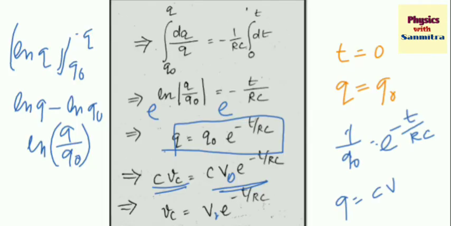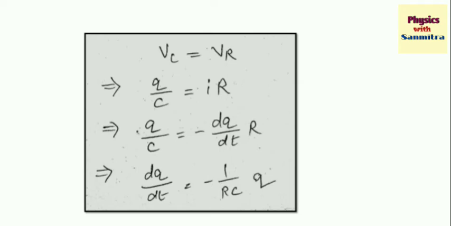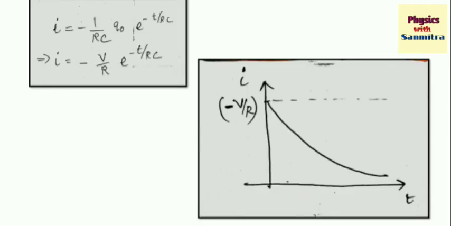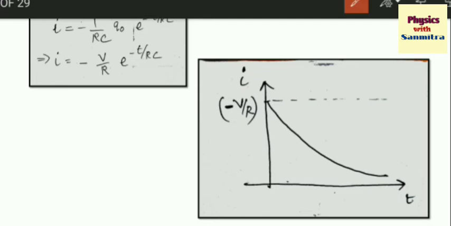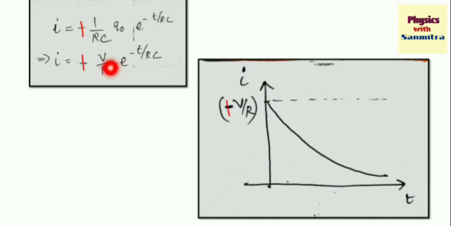Just see here only. See, dq by dt, that is current, dq by dt and the minus 1 by RC into Q. Since I had taken minus dq by dt as current, I will take it as plus. Okay. Now 1 by RC Q naught e to the power minus t by RC.